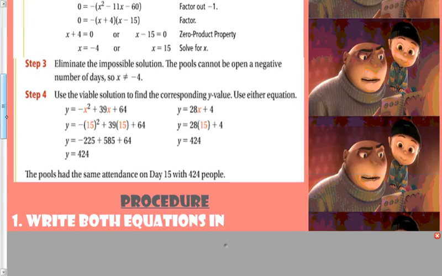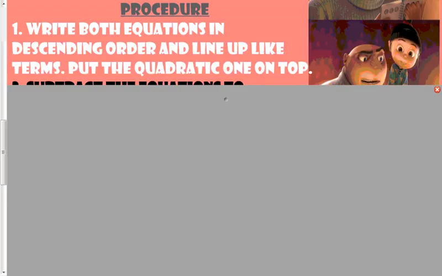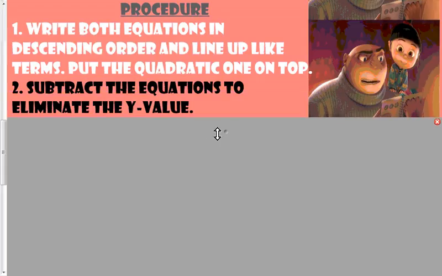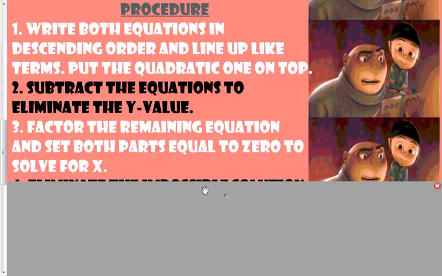So here's the procedure written out for you for using the method of elimination. Write both equations in descending order and line up the like terms. Like we said there, the linear one is not going to have an x squared. Subtract the equations to eliminate the y value. Factor the remaining equation and set both parts equal to 0 to solve for x.